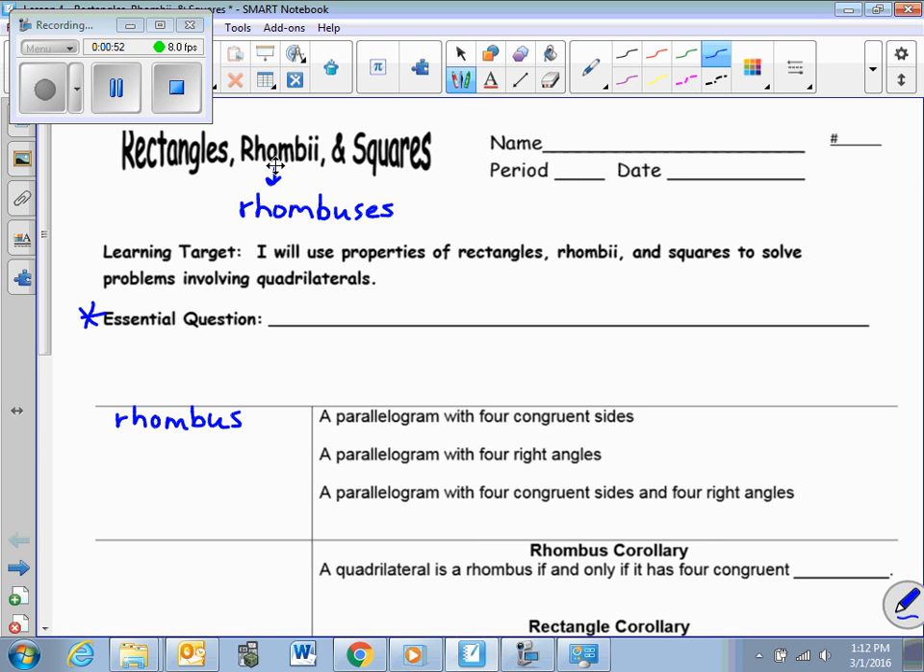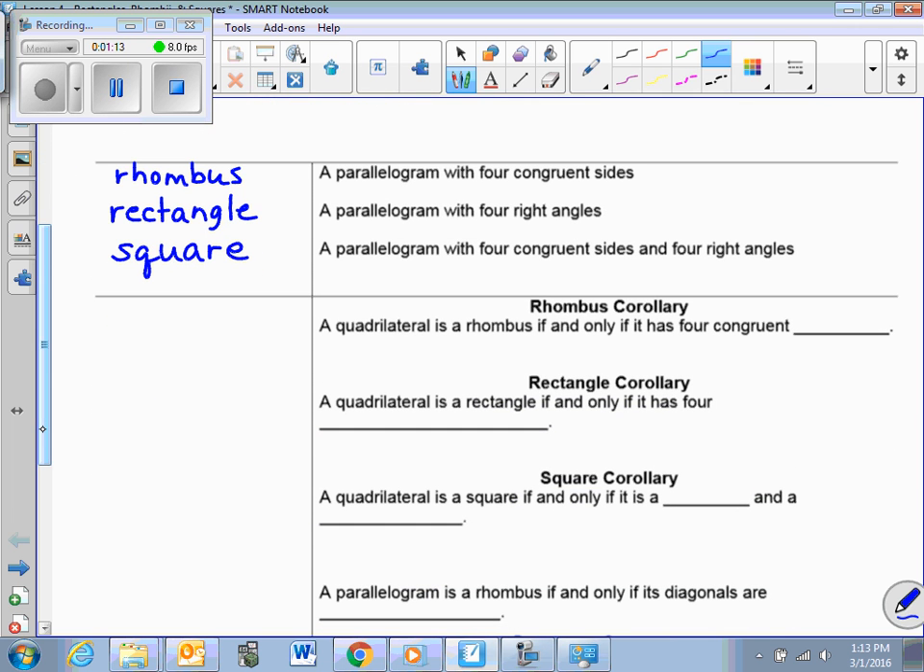A parallelogram with four right angles is a rectangle. And a parallelogram with four congruent sides and four right angles is a square. So what does that say about a square? It says that a square is both a rhombus and a rectangle, right? Right. Absolutely. Okay, so you made flashcards for these corollaries, and we'll go over them here.